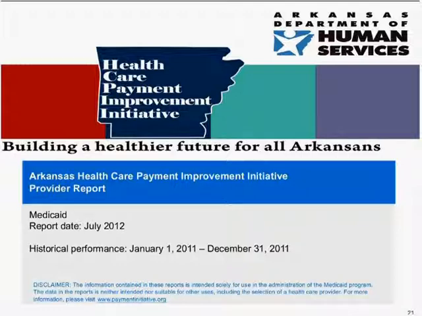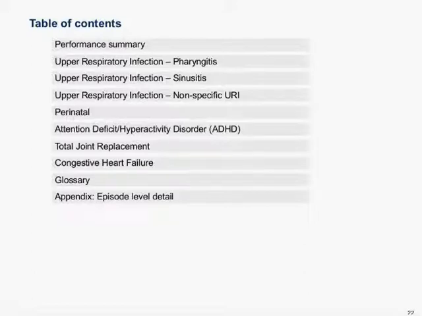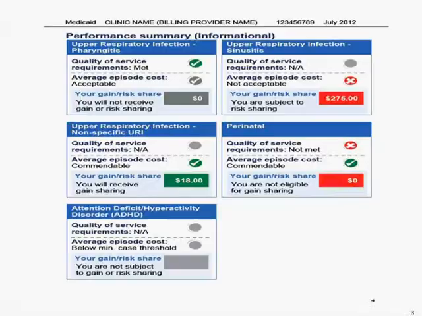The next page we want to look at is the table of contents, which will show at a glance all the episodes in which you are considered a PAP in the Arkansas Payment Improvement Initiative. Could be that you only have one or two in the table of contents. This one lists all of them.